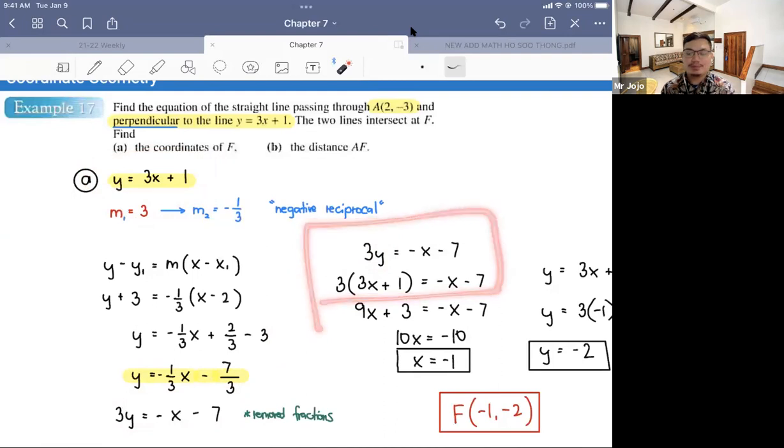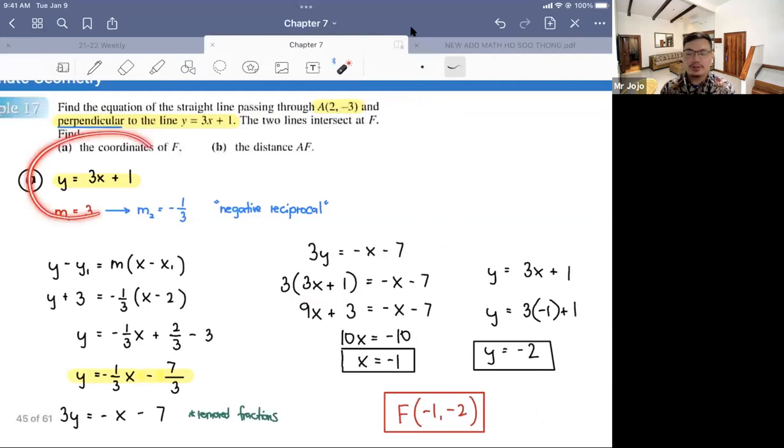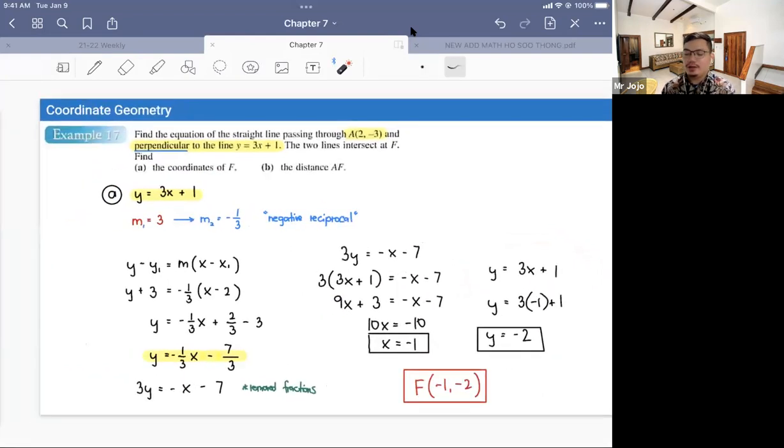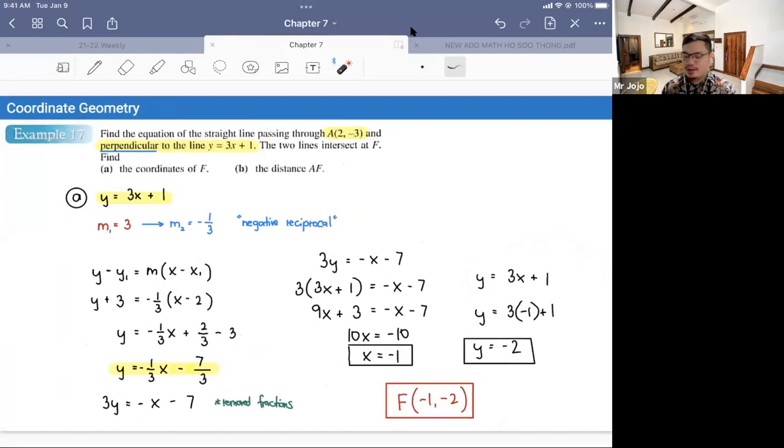Okay, so this is by substitution method. Simplifying and solving for x, your x will be equal to negative 1. Then to solve for y, just use this one because this is equal to y. So y is equal to 3x plus 1. Substituting negative 1 for x, y is equal to negative 2. Therefore, the coordinates of point F is at negative 1 and negative 2.